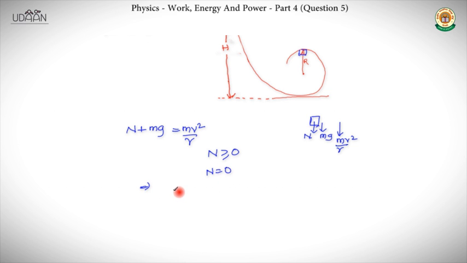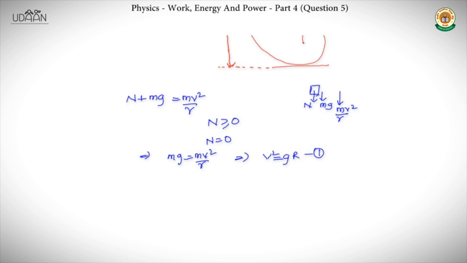Can you please tell us why the normal force should be greater than or equal to 0? In order for the body not to get detached from the loop, N should be greater than or equal to 0. In this situation, we get mg equal to mv square by r, and thus v square is equal to gr. Let us name this as the equation.